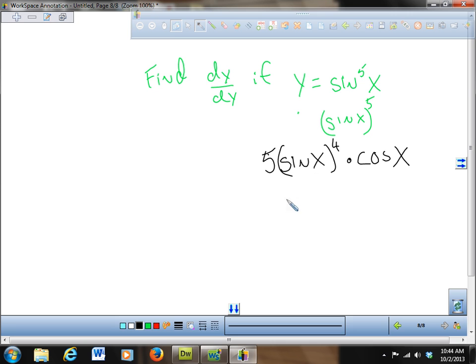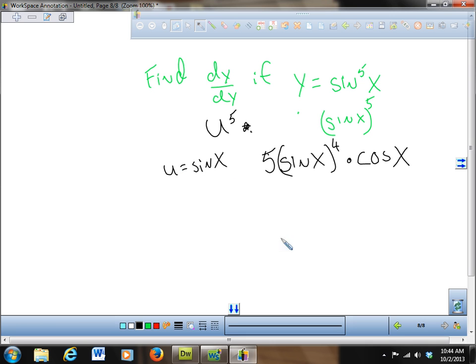So not that bad. So where are you getting cosine x from? You have to take the derivative of the inside function. So the outside function is sine to the 5th of x, and the inside function is sine x. The outside function is like u to the 5th, okay? Because the sine of x is a function in itself, right? So the outside function is u to the fifth, okay? And then the inside function is sine of x. Right, so u equals sine of x.